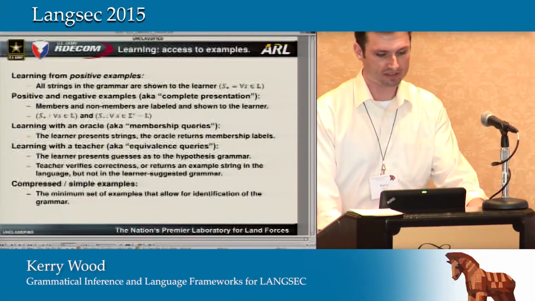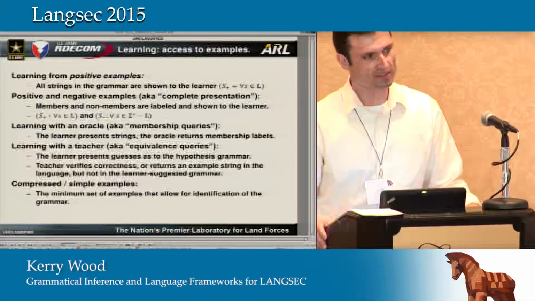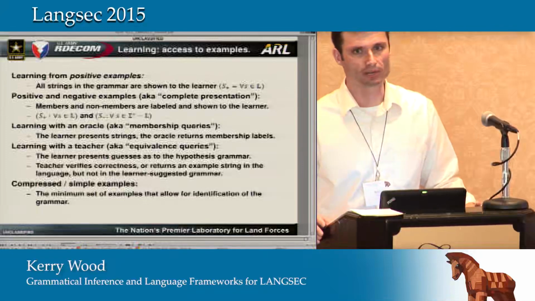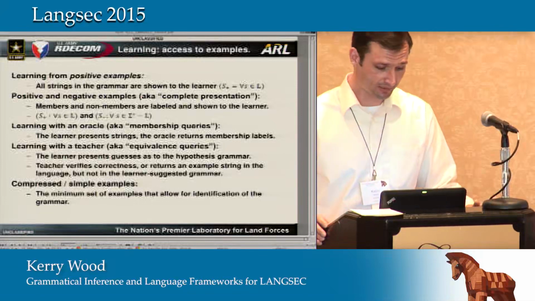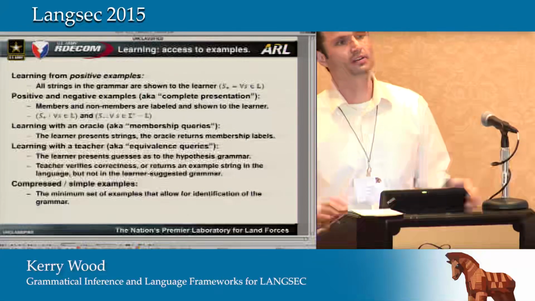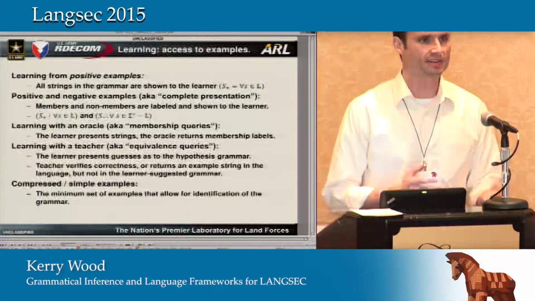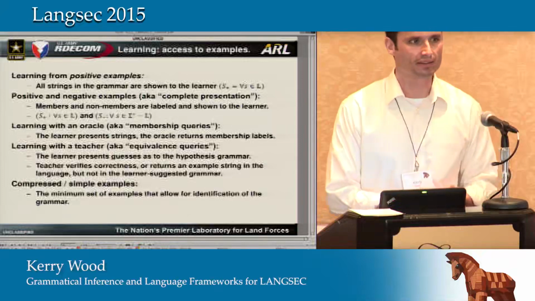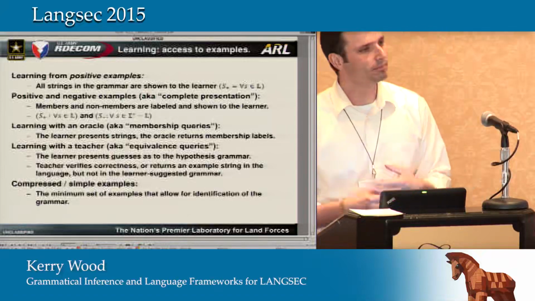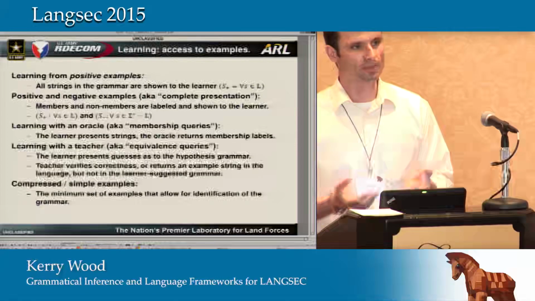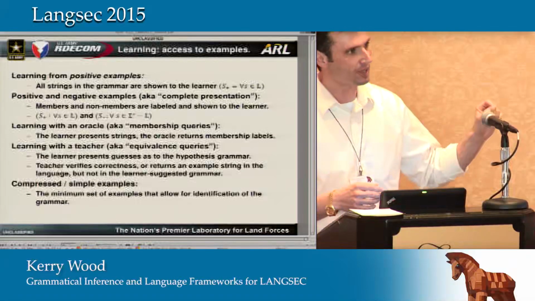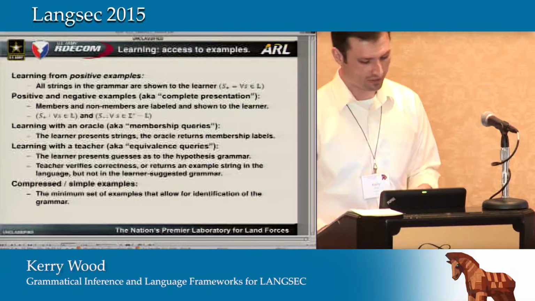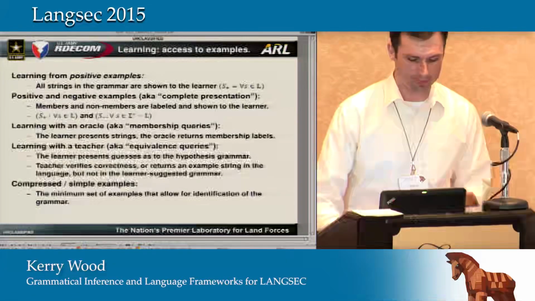There's the possibility of positive and negative examples. This is a complete presentation, much more powerful. Many more grammars are learnable under these constraints. Then there's learning with an oracle, learning with a teacher, and compressed simple examples. There's this corpus of research, and I don't want to get into the details, like I said, because I will bore you all to death on the second talk in the morning. But every one of these models has different results. And I think that every one of these models maps to a small segment of what we actually do every day. So there's a slide actually at the end, but just keep them in mind as we go on.